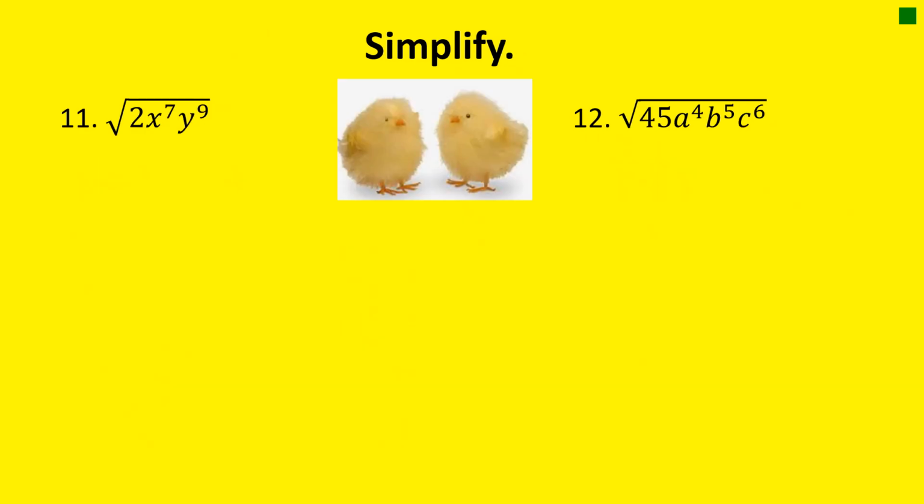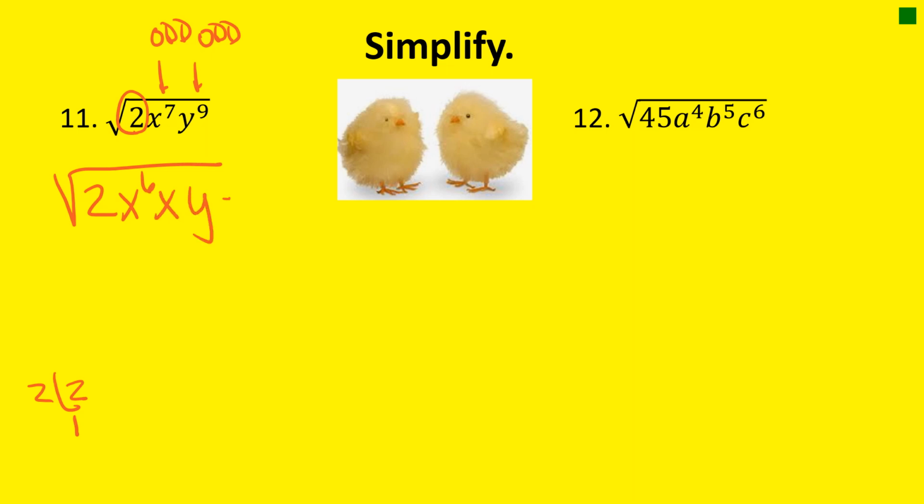So here we go. Is there a square root of 2? Well, if I divide 2, I just get 2. It is not, so I'm going to leave it inside. This is odd, and this is odd, so I'm going to rewrite it as x to the 6th x, y to the 8th y. Always rewrite it with the evens.